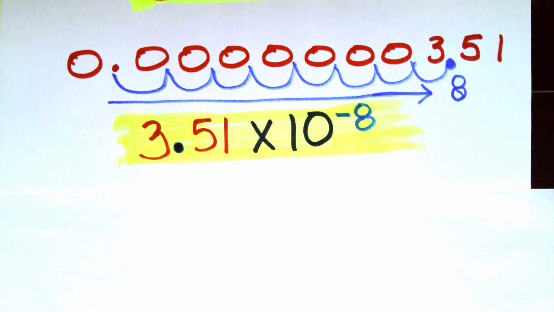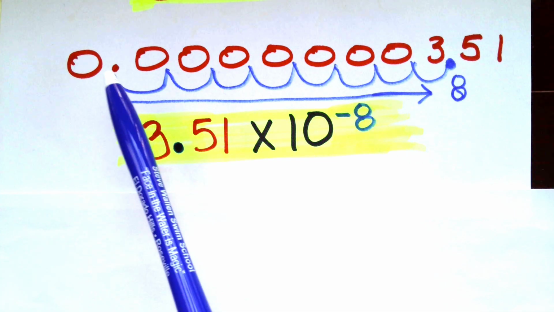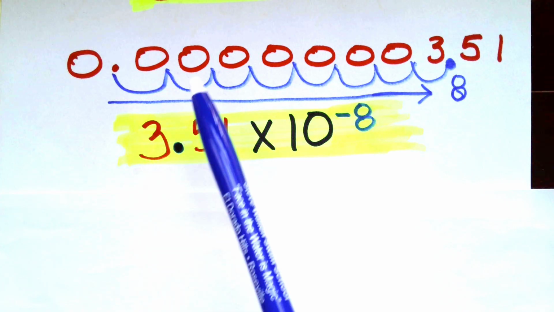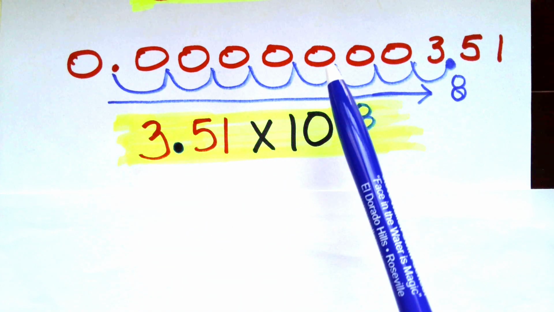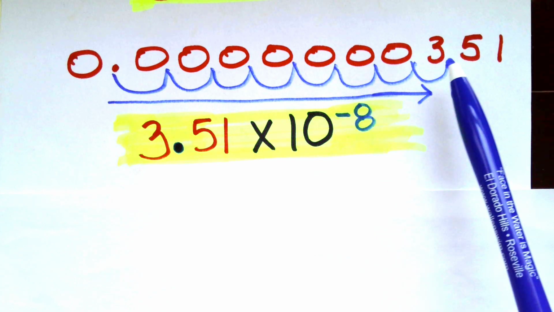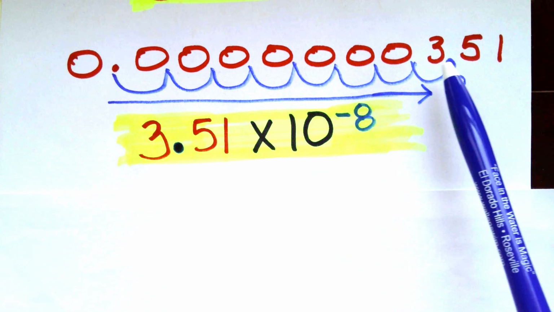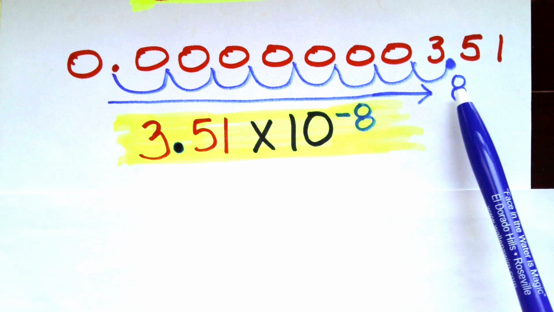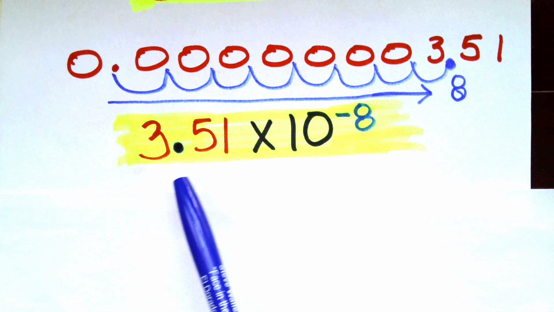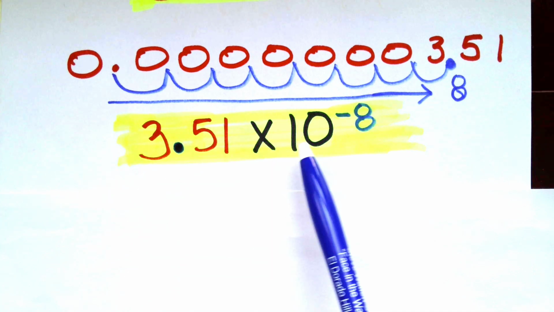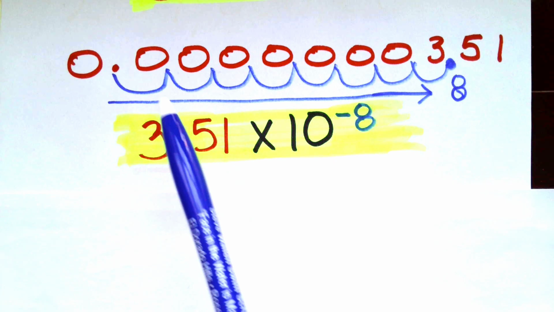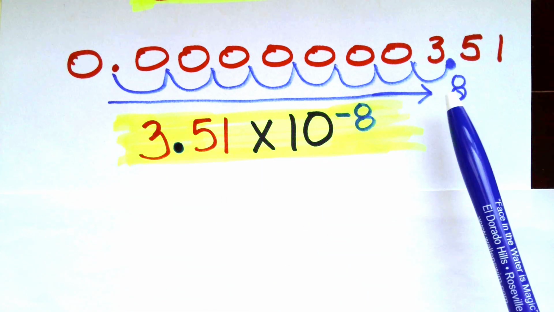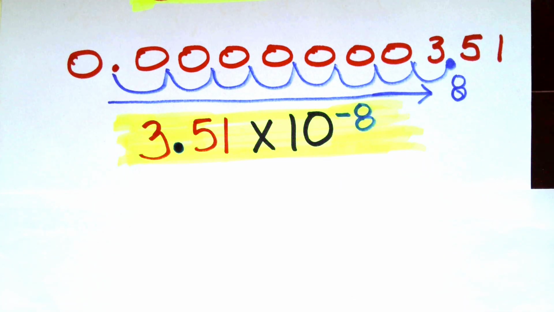All right, final example. We're going to move this decimal until we get a number between 1.0 and 9.99. I move it 1, 2, 3, 4, 5, 6, 7, 8 times to the right. Is 3.51 a number between 1.0 and 9.9? Yes, it is. So 3.51 is my new coefficient. Times 10 will always be there in scientific notation. And remember, when you move that decimal to the right, it's a negative exponent. We moved it 8 times, so it's a negative 8 value.